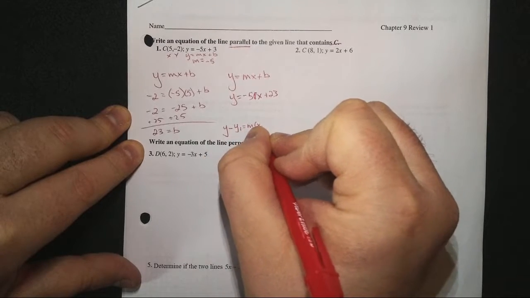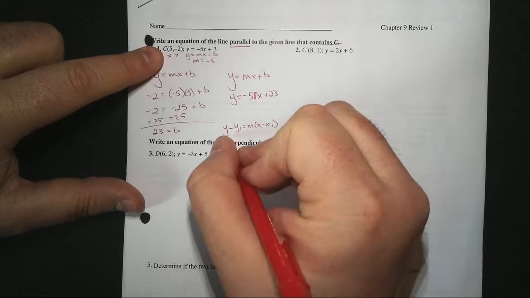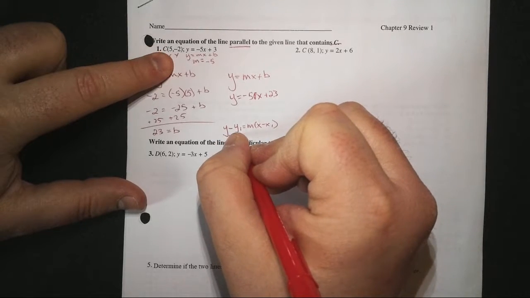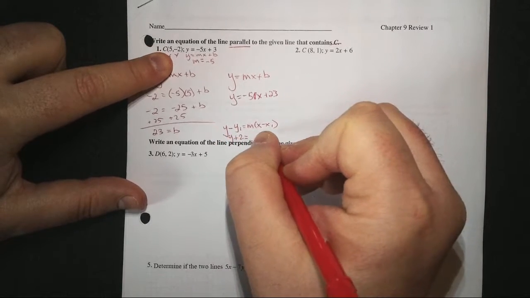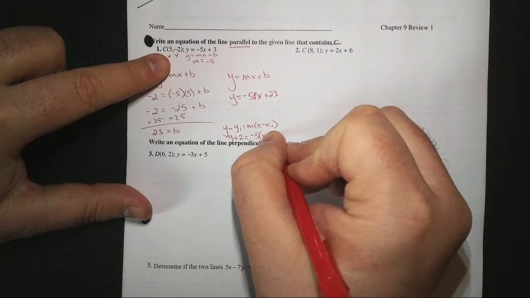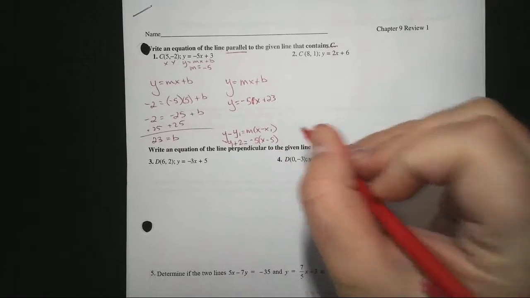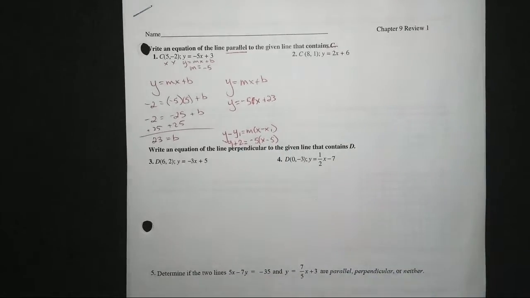equals m times x minus x1. And you would just plug in. So use the point here. This would be y minus -2, so y plus 2 is equal to m, which is -5, times x minus 5. And that's what that equation would look like. And if you just distribute it through and move this over, you would get the same thing.